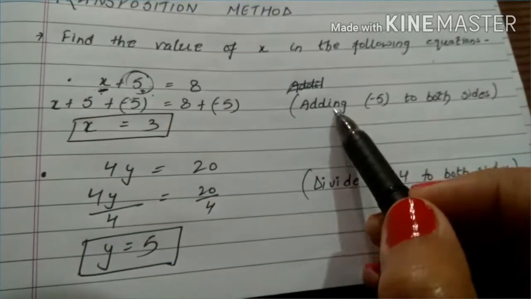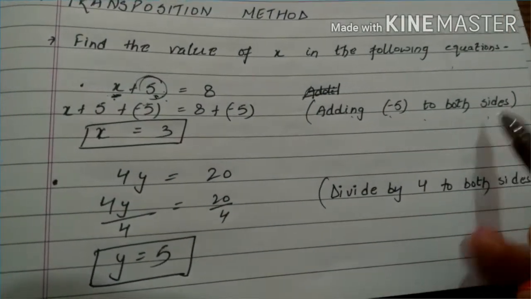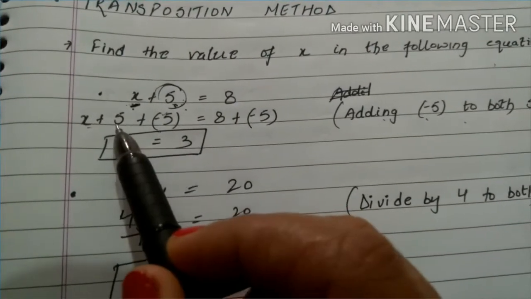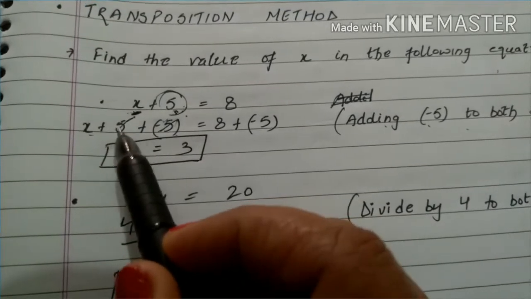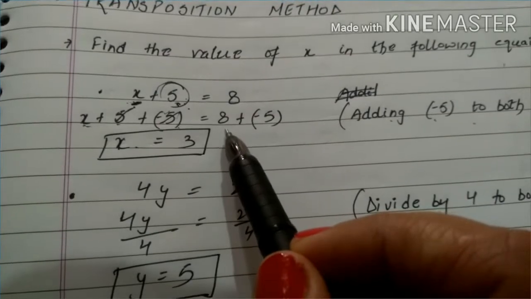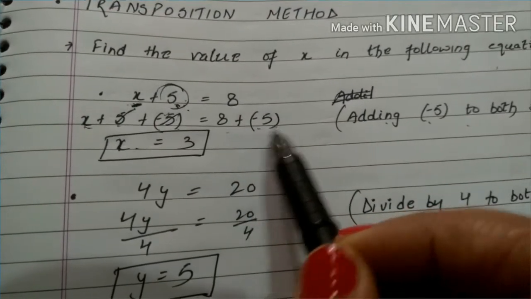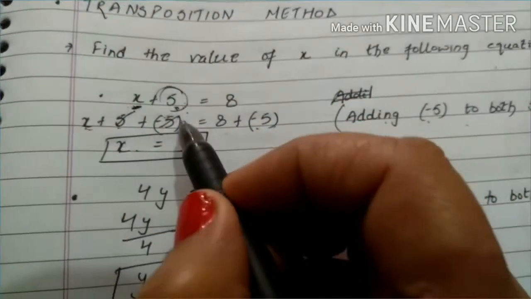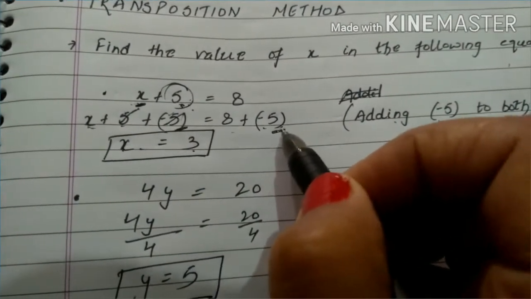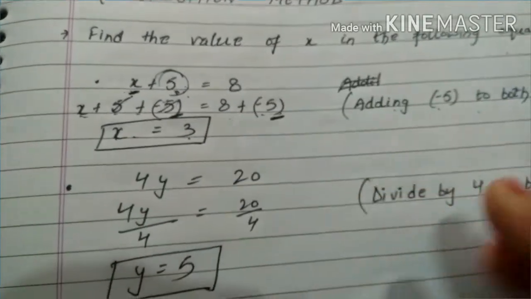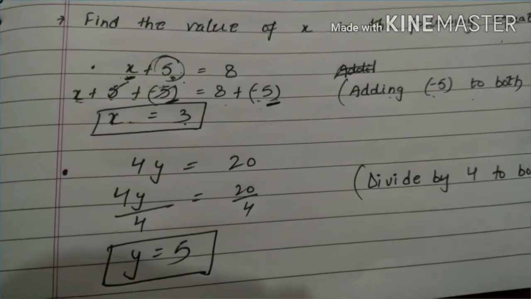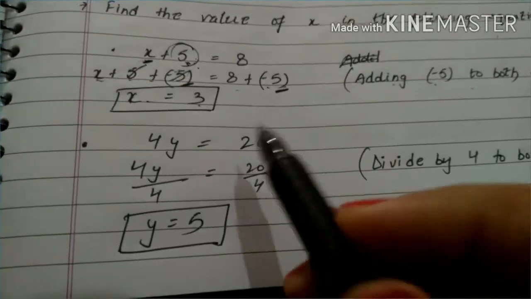So what will we do? Add minus 5 to both the sides. You can see x plus 5, and if you add minus 5, plus 5 and minus 5 cancel out each other. And what are you going to have? Only x on the left hand side, and on the right hand side 8 plus minus 5 will give you 3. Whatever you do on the left hand side, the same thing you have to do on the right hand side. On both sides you have to do the same, whether you are adding, multiplying, dividing, or subtracting. It should be the same on both sides.